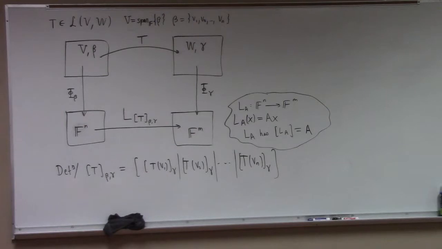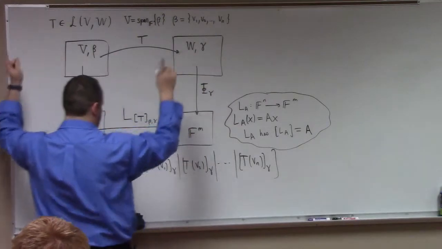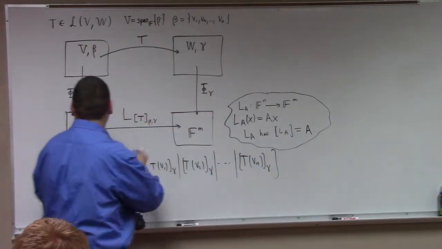So this is the matrix of a linear transformation with respect to an abstract pair of bases. Can you tell me how T is related to the L sub T beta gamma? How is this T related to all this? I mean, we could do it like this, right?